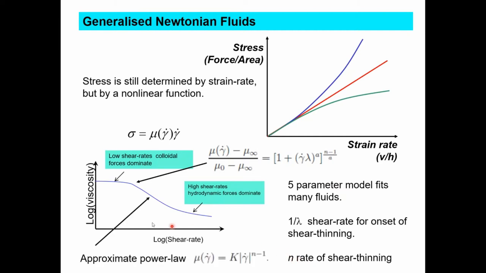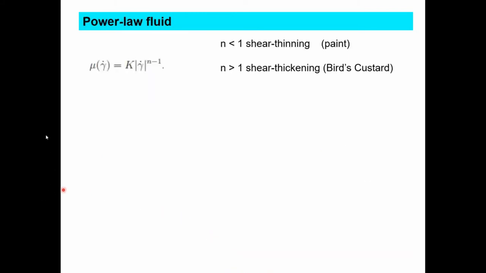And in particular, there's a region down here where the shear viscosity follows a power law. Although this model's quite complicated, we can look at some of the effects by using this simple power law model. The power law model works as follows. We have a viscosity that's some power of the shear rate. So if n is 1, so n minus 1 is 0, then of course that's just your Newtonian fluid. If n is less than 1, then you've got something that's shear thinning. And if n is greater than 1, then it's shear thickening.